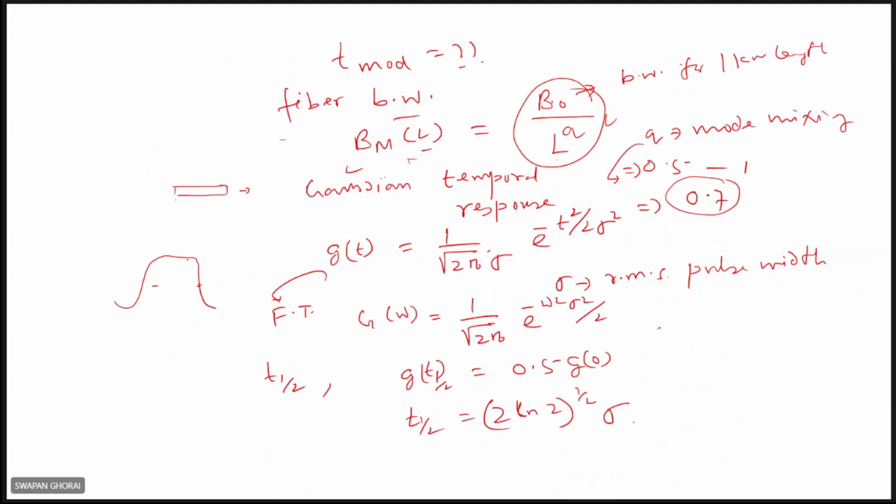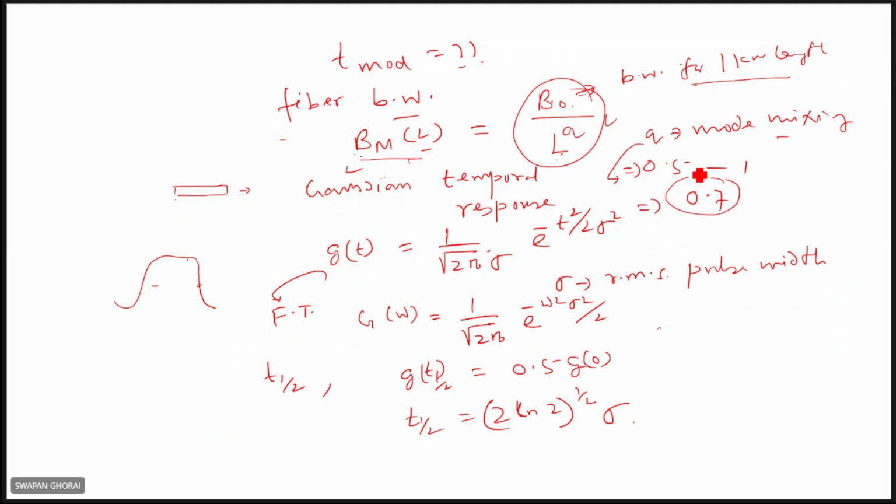Fiber bandwidth, you see it here, B_M(L), the bandwidth over a distance L, is B0 divided by L to the power Q. What is B0? B0 is the bandwidth for 1 kilometer length, right? And L is the actual distance that you have to consider, the link length. And Q is known as the mode mixing factor.